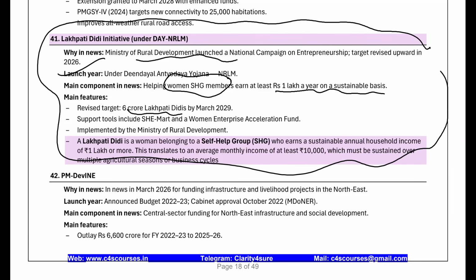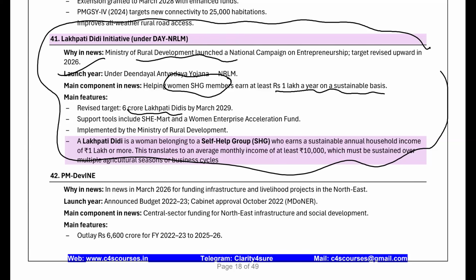But if you want to give any objective for this scheme, if you have to explain it in one liner, you should say it is SHG to entrepreneurship journey, right? This is all about this. Rest is not important for your prelims examination. Just remember: target 6 crore women, SHG women earning 1 lakh plus annually on a sustainable basis. This is the main crux for this Lakhpati Didi initiative under DAY-NRLM. So I hope it is clear to everyone.